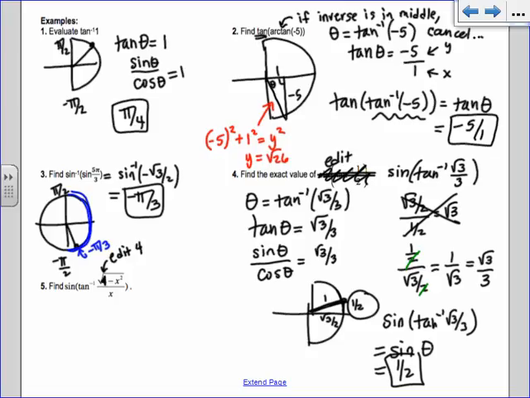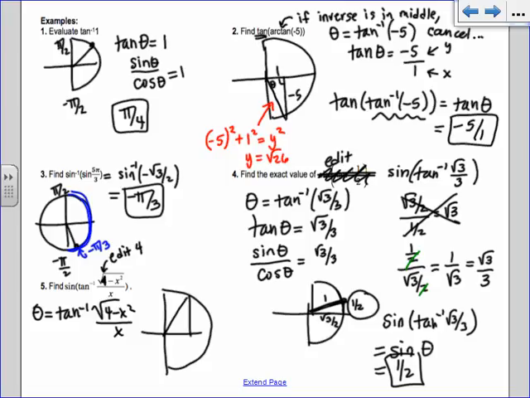Okay, and this last one, so find the sine of inverse tangent of root 4 minus x squared over x. So I made you edit it to 4. So your theta is equal to inverse tangent of root 4 minus x squared over x. So if we sketch it out, that means I have tangent of some angle equals root 4 minus x squared over x. So that's opposite over adjacent.